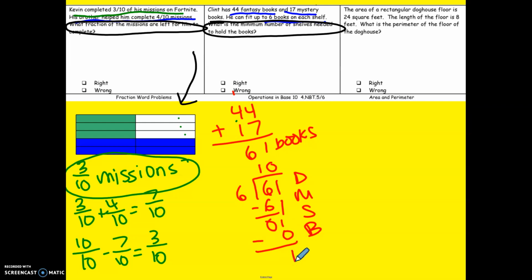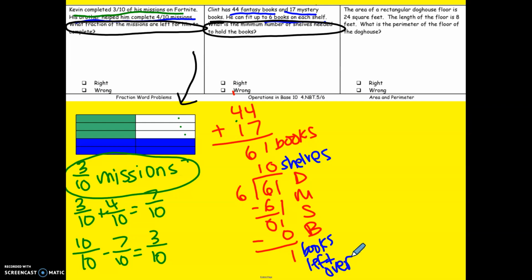Now, super important, we need to think, what does the quotient represent? And what does the remainder represent? So the quotient of 10 represents how many shelves we'll need. And the remainder of 1 represents how many books are actually left over. Now, I don't think Clint wanted any books left over. I think he wanted all of his books on a shelf.